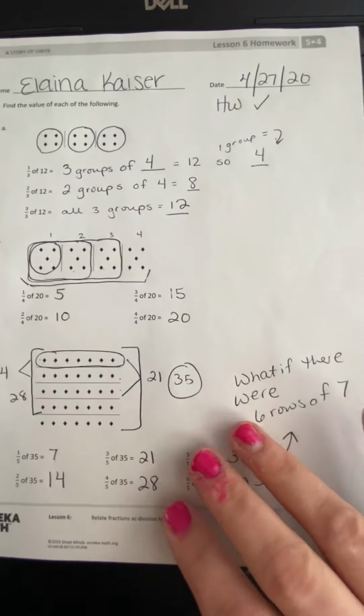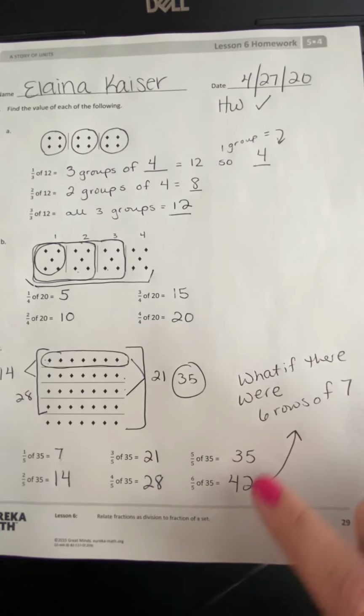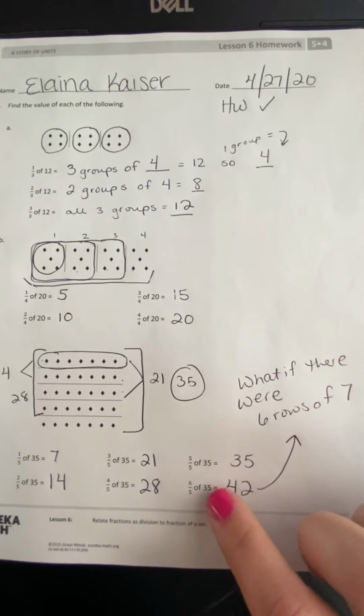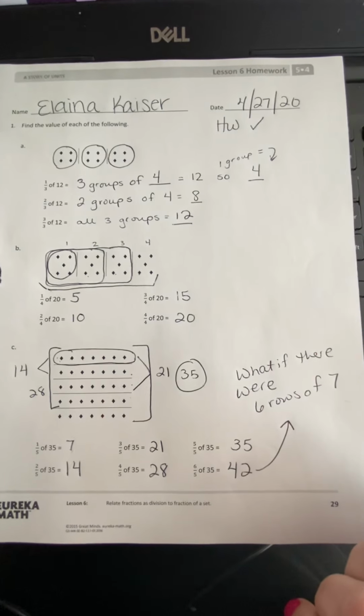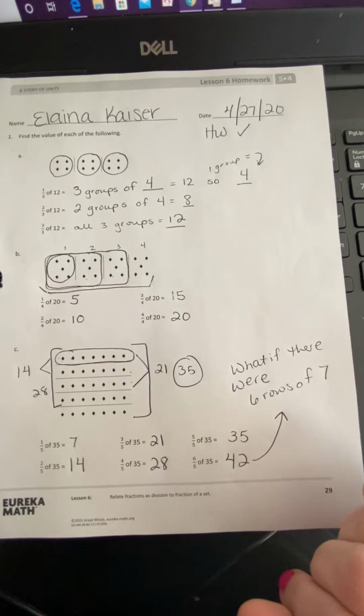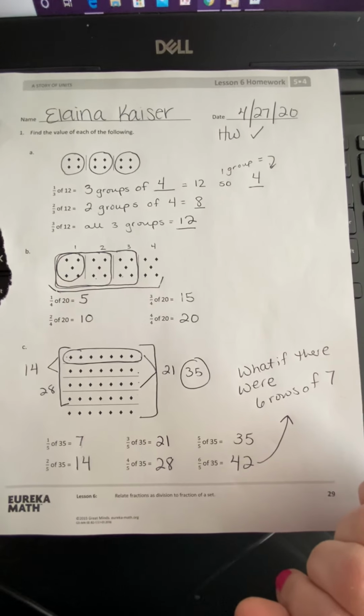Now this is where it goes one step further. What if there were 6 groups of 7? There would be 42. So now you can see that our fractions and sets of fractions are getting into some multiplication and the opposite operation of division.